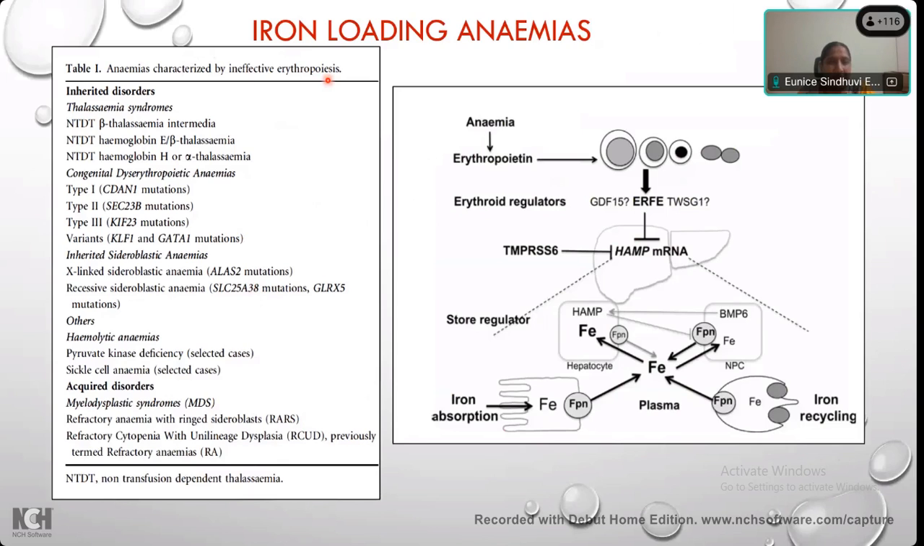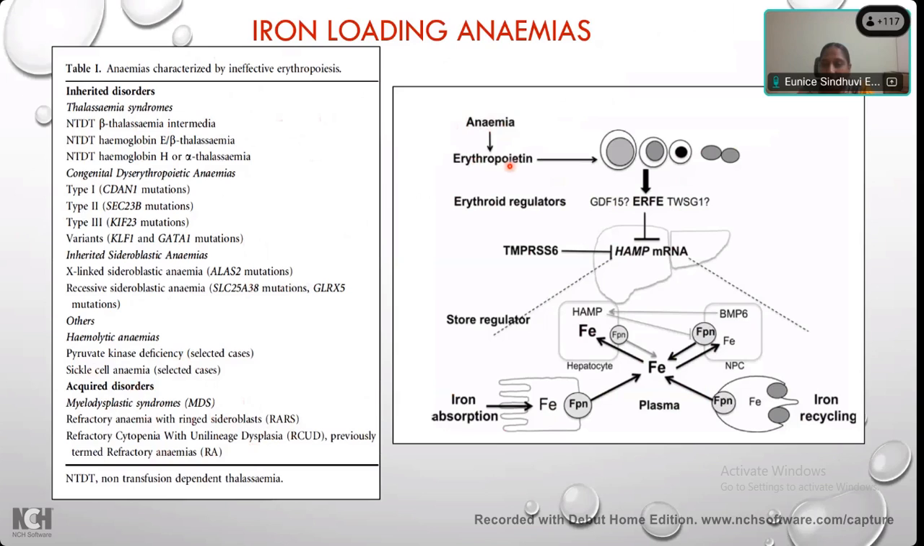So what are the anemias characterized by ineffective erythropoiesis which can be classified under iron loading anemias? All thalassemias, including non-transfusion dependent thalassemias, where we know that there is decreased hepcidin levels and increased iron absorption, and congenital dyserythropoietic anemias, sideroblastic anemias, hemolytic anemias, and other acquired disorders like MDS and related diseases. So these are all classified as iron loading anemia. So what happens in this iron loading anemia? Why is there iron overload when there is anemia?